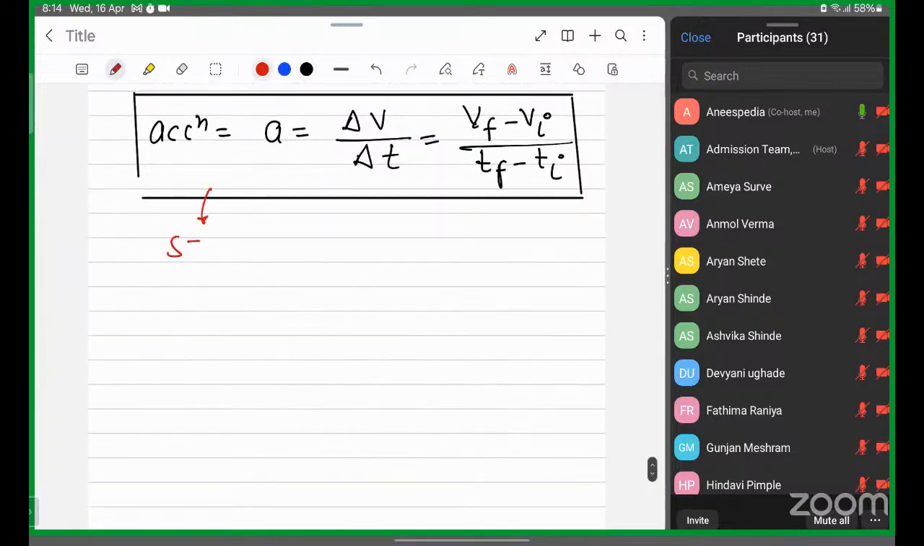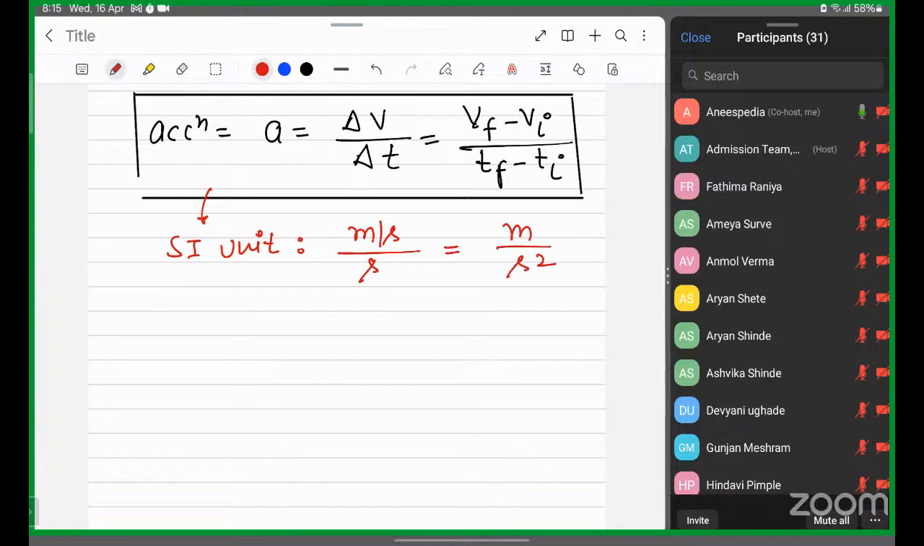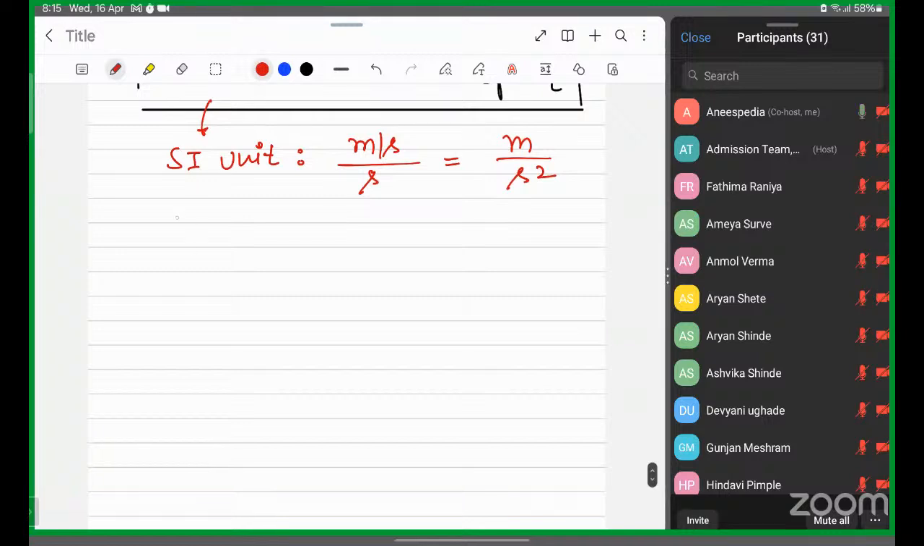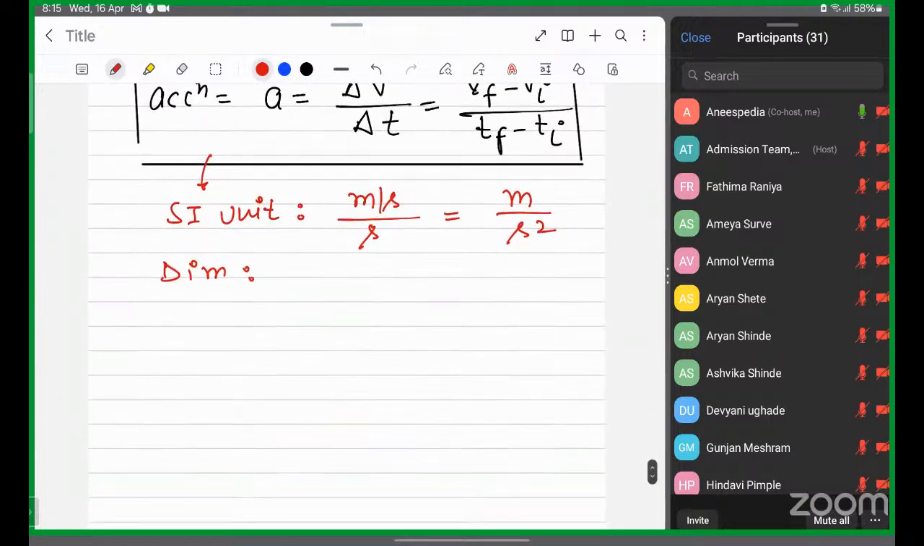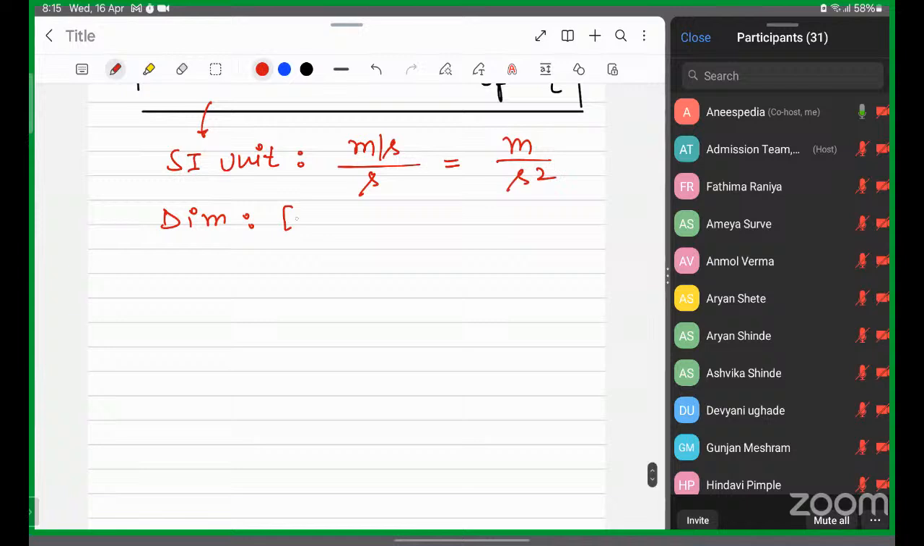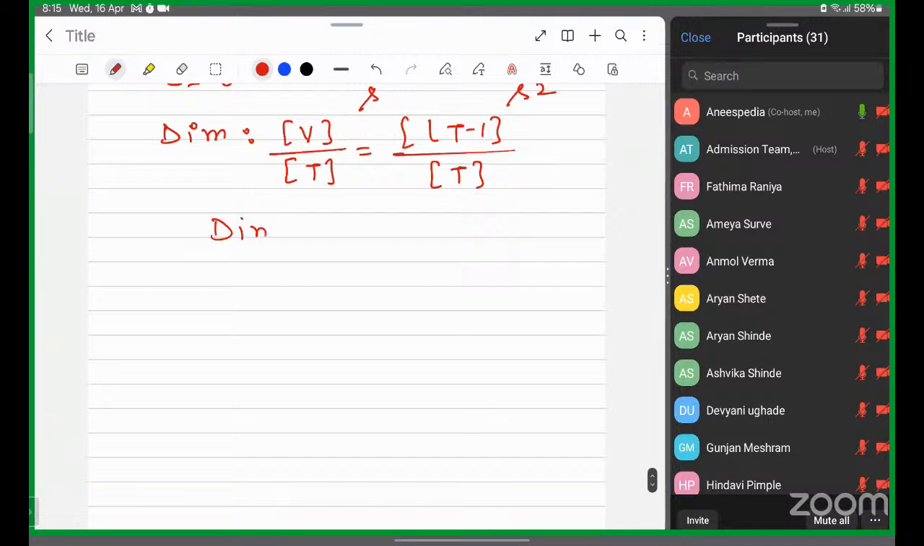Now, what will be the SI unit of acceleration? The SI unit of acceleration will be the SI unit of velocity, that is meter per second, upon the SI unit of time, that is second. So this will be meter per second square. What will be its dimension? Because acceleration is change in velocity upon time, its dimension will be dimension of velocity upon dimension of time. Dimension of velocity is LT^-1, dimension of time is T. So dimension of acceleration will be LT^-2.